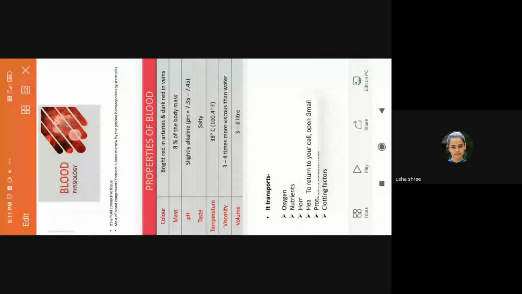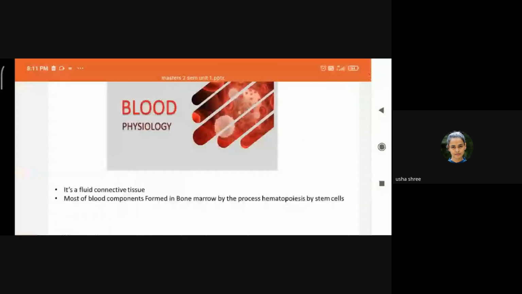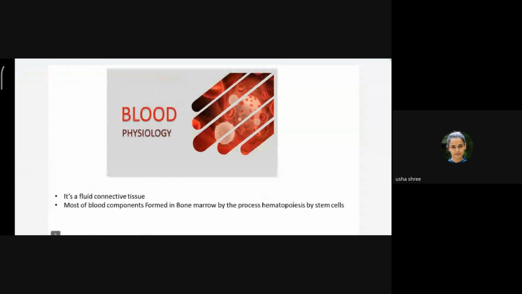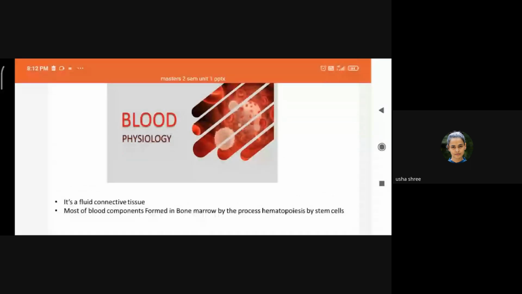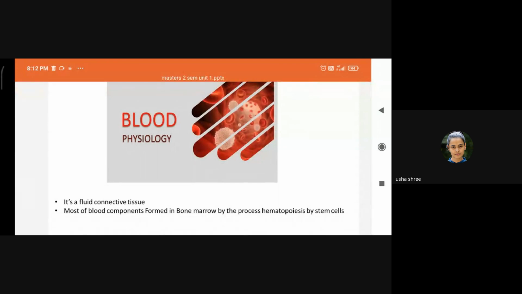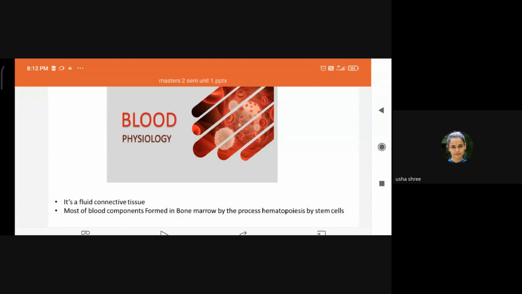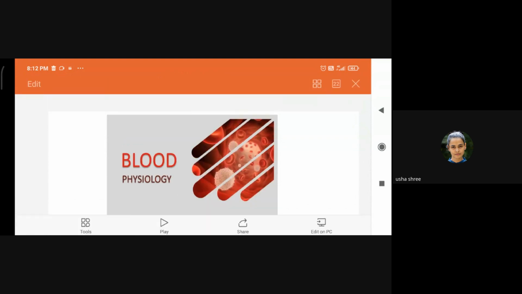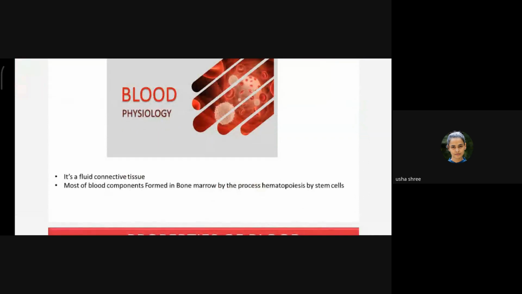Okay, so today we'll start the circulatory system, which mainly consists of blood. Through blood only, all the nutrients which are consumed by us and oxygen are transferred to each and every cell. At first we will learn about blood. Blood is a connective tissue. It is a fluid connective tissue.